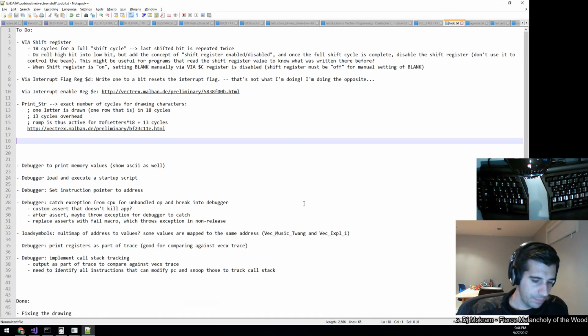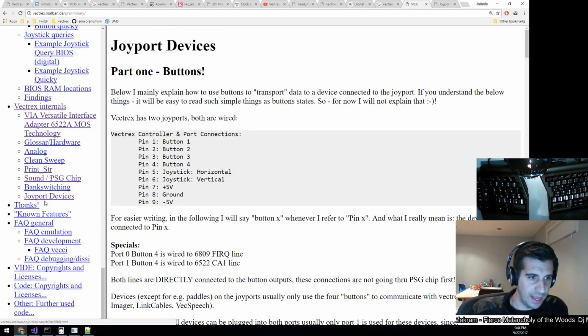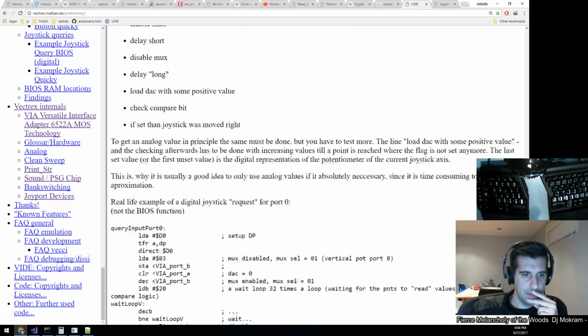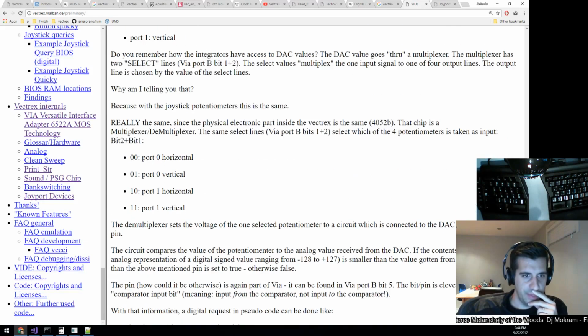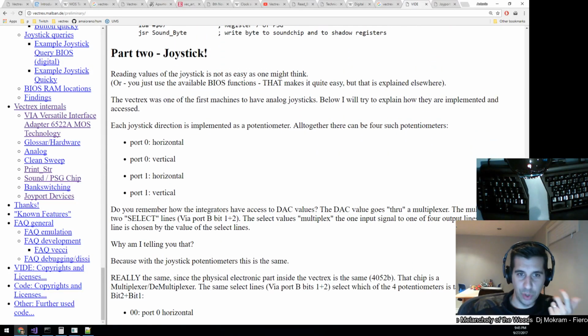Yeah. Okay, so if we keep going, now the one that interests us for today is this one, joyport devices. So let's see what he says. How long is this? Oh, not too bad. Just some code at the bottom. This looks really interesting because part 2 is joystick, which is what we want to see.